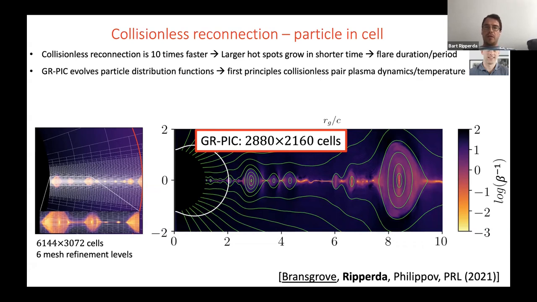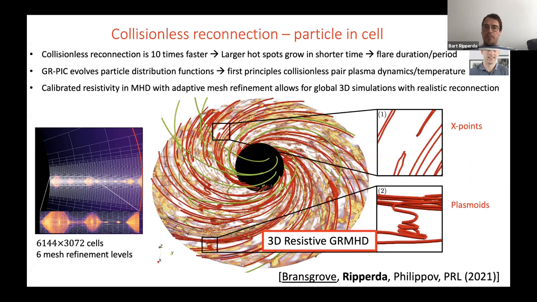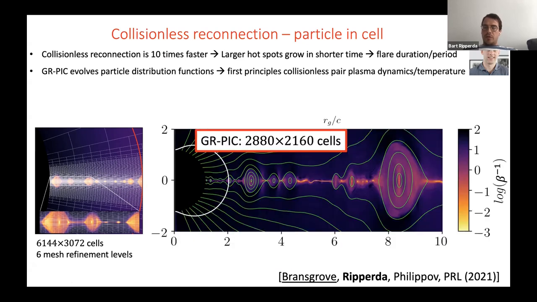And additionally, PIC evolves the particle distribution function. So we have first principles info on the dynamics and the temperature of the particles. Now, what we can do is make a calibrated resistivity extracted from a particle-in-cell simulation through Ohm's law, and we can plug it into MHD to capture the same behavior. And then we can maybe do 3D.